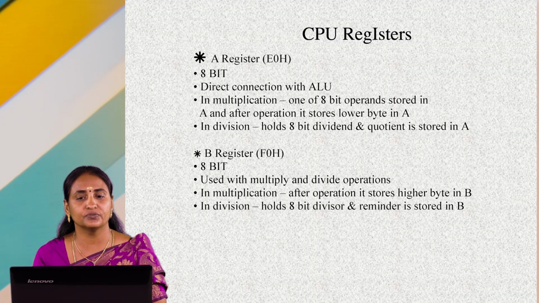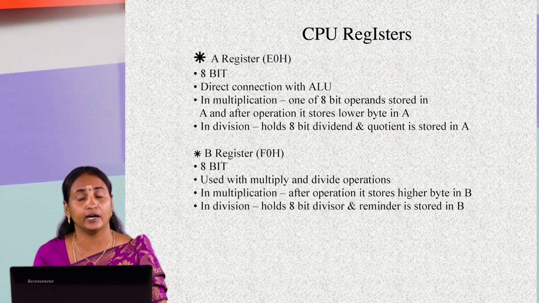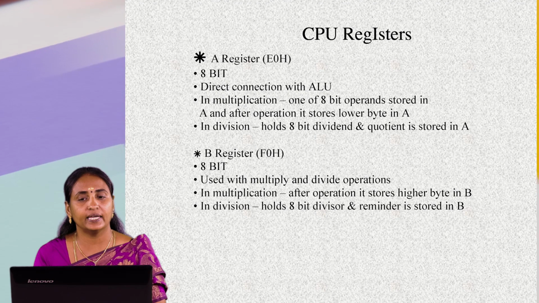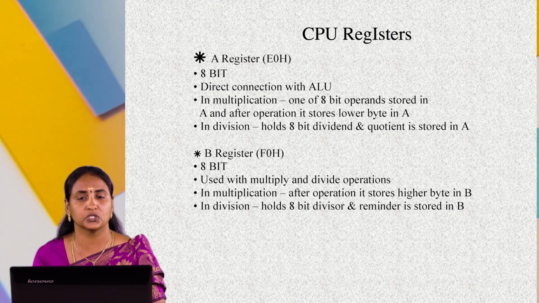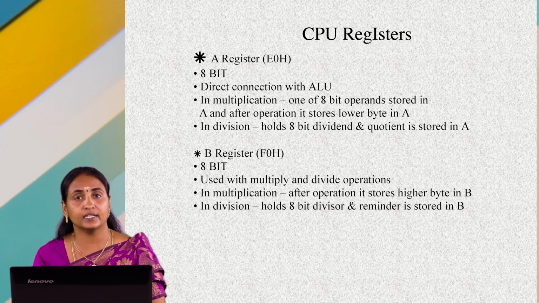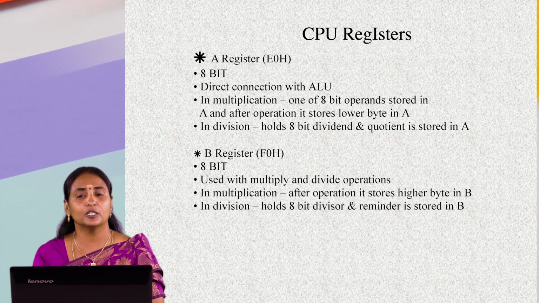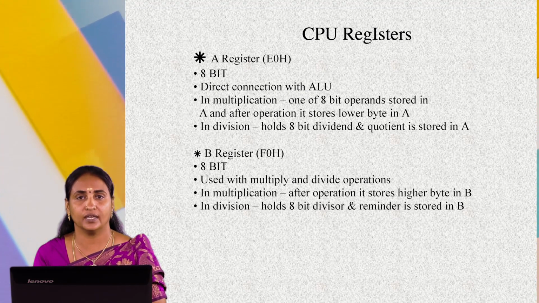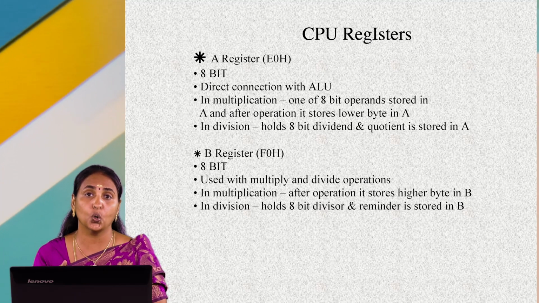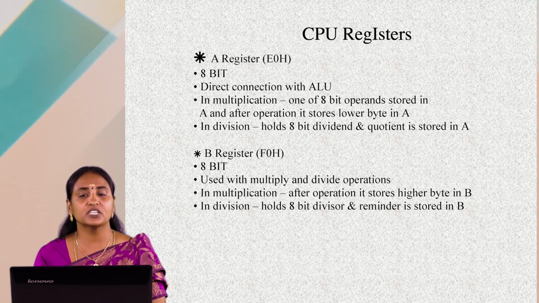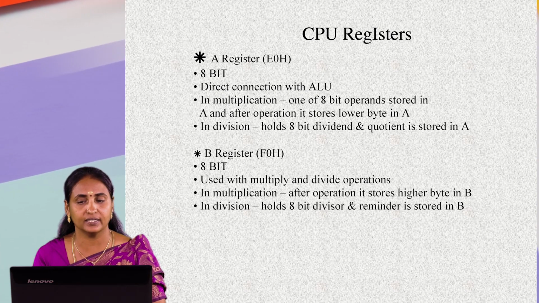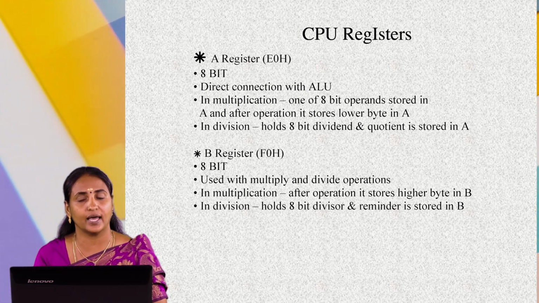And the next one, CPU registers. The A register and the B register are called CPU registers. We can use the address of the A register alternatively in our programs. The address of the A register is E0H. It is an 8-bit register that is directly connected with the arithmetic logic unit. In multiplication, one 8-bit operand is stored in A, and after the operation it stores the lower byte in the accumulator. In division, it holds the 8-bit dividend and the quotient is stored in the accumulator.